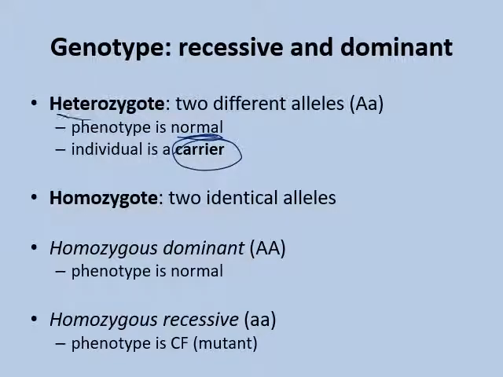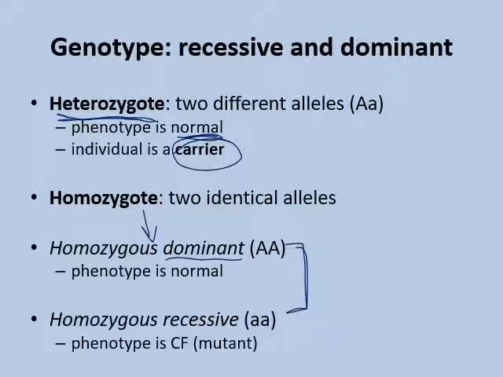And they're a heterozygote. So you can either be a heterozygote or a homozygote. Homozygotes have two identical alleles, and you can either be homozygous dominant, so you have two big A's, and your phenotype is normal, or you can be homozygous recessive, where your phenotype is that you have cystic fibrosis or you have a mutant phenotype, okay? So heterozygote versus homozygote, and again, homozygotes have two different kinds. Okay, so please keep that in mind.